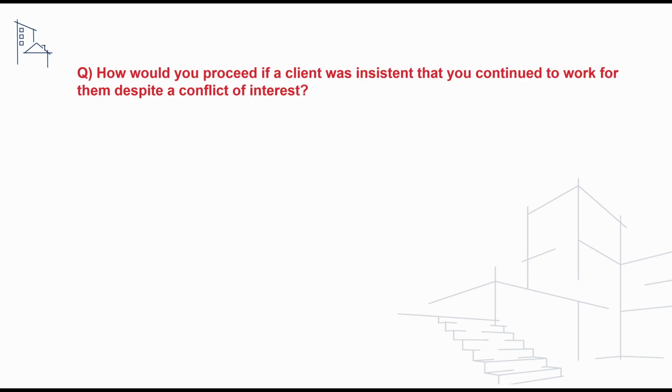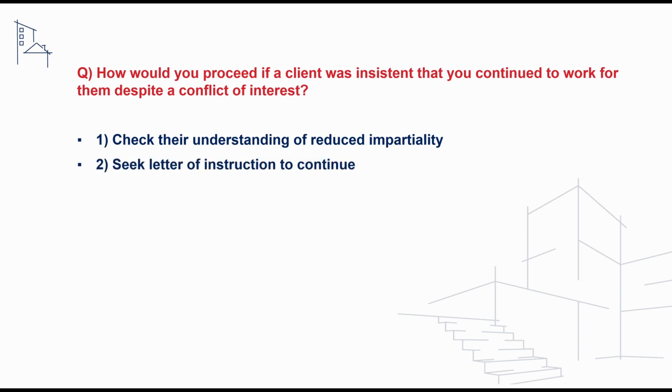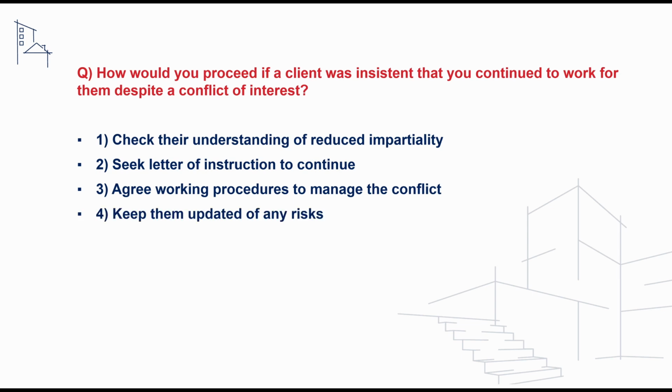Where it was highlighted to the client that there was a conflict of interest but they insisted that we proceeded to continue to work for them, what would we need to put in place in this scenario? And to address this, we would need to first of all check the client's understanding of the conflict of interest and the reduced impartiality. We would need to seek from them a letter of instruction to continue before proceeding with the works. We would need to agree working procedures in order to manage the conflict of interest and make sure that the client was satisfied with these. And we would also need to keep them updated of any risks or issues going forward.